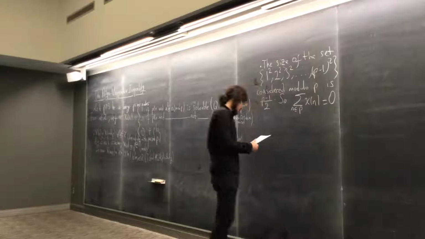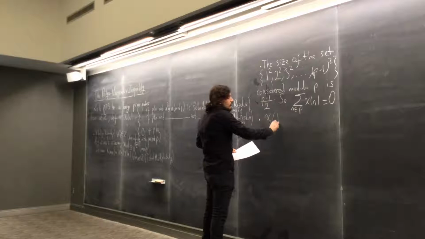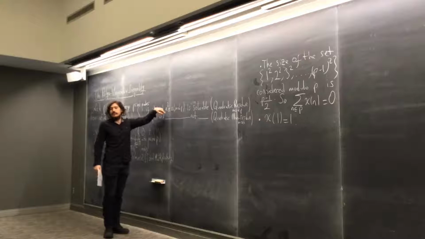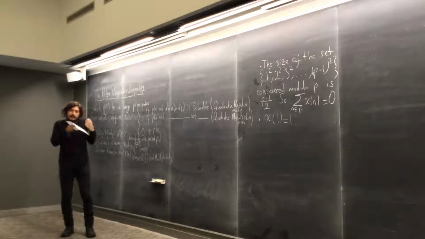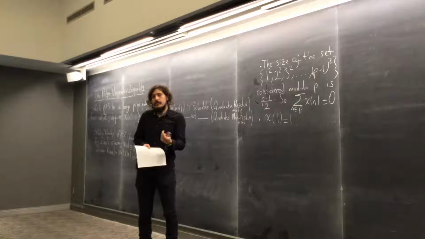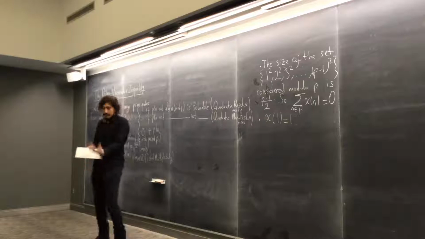Final observation: chi of 1 is 1. X squared congruent to 1 has a solution, x equals 1 or x equals minus 1. Good. Okay, at 1, the value of the function is plus 1. What is the question that we ask now?